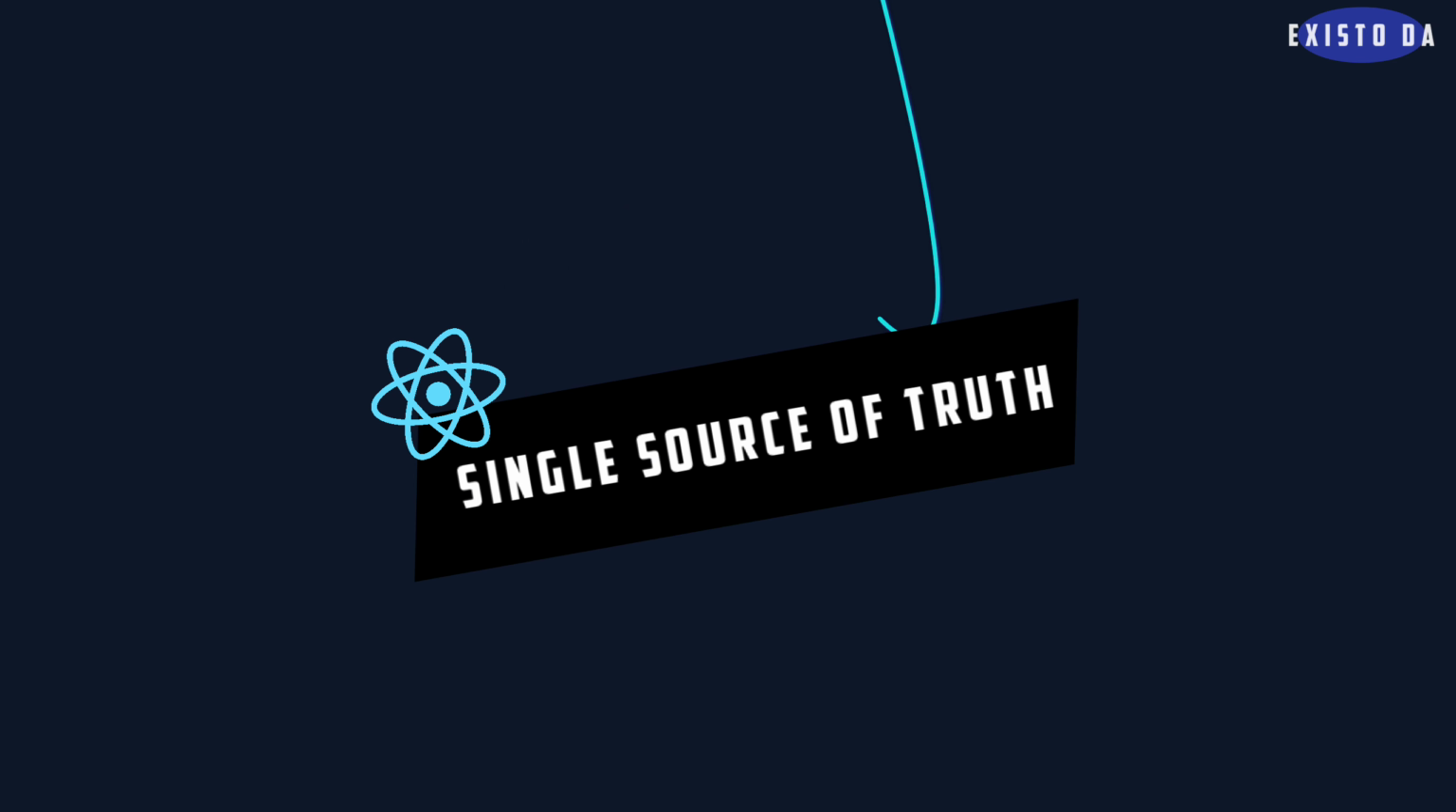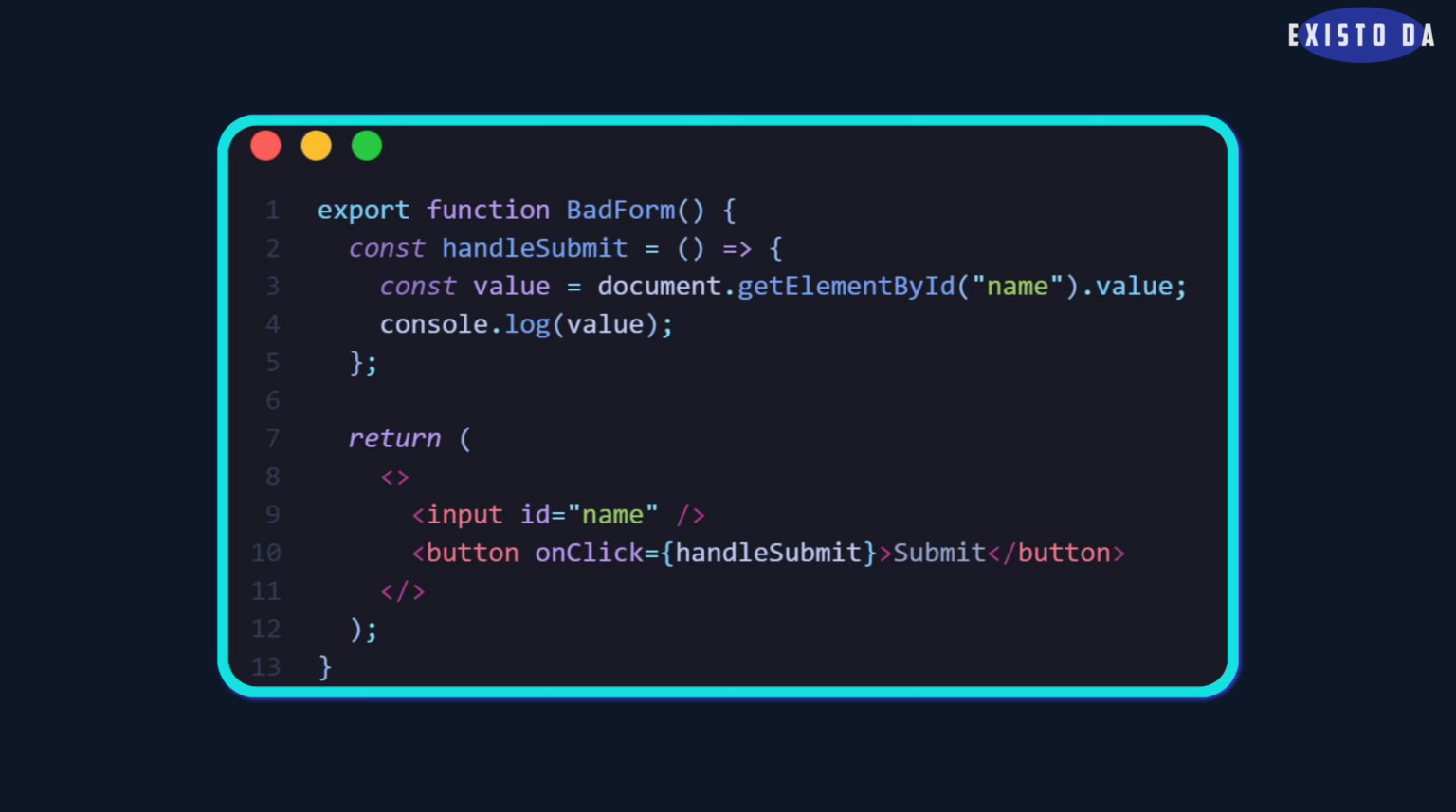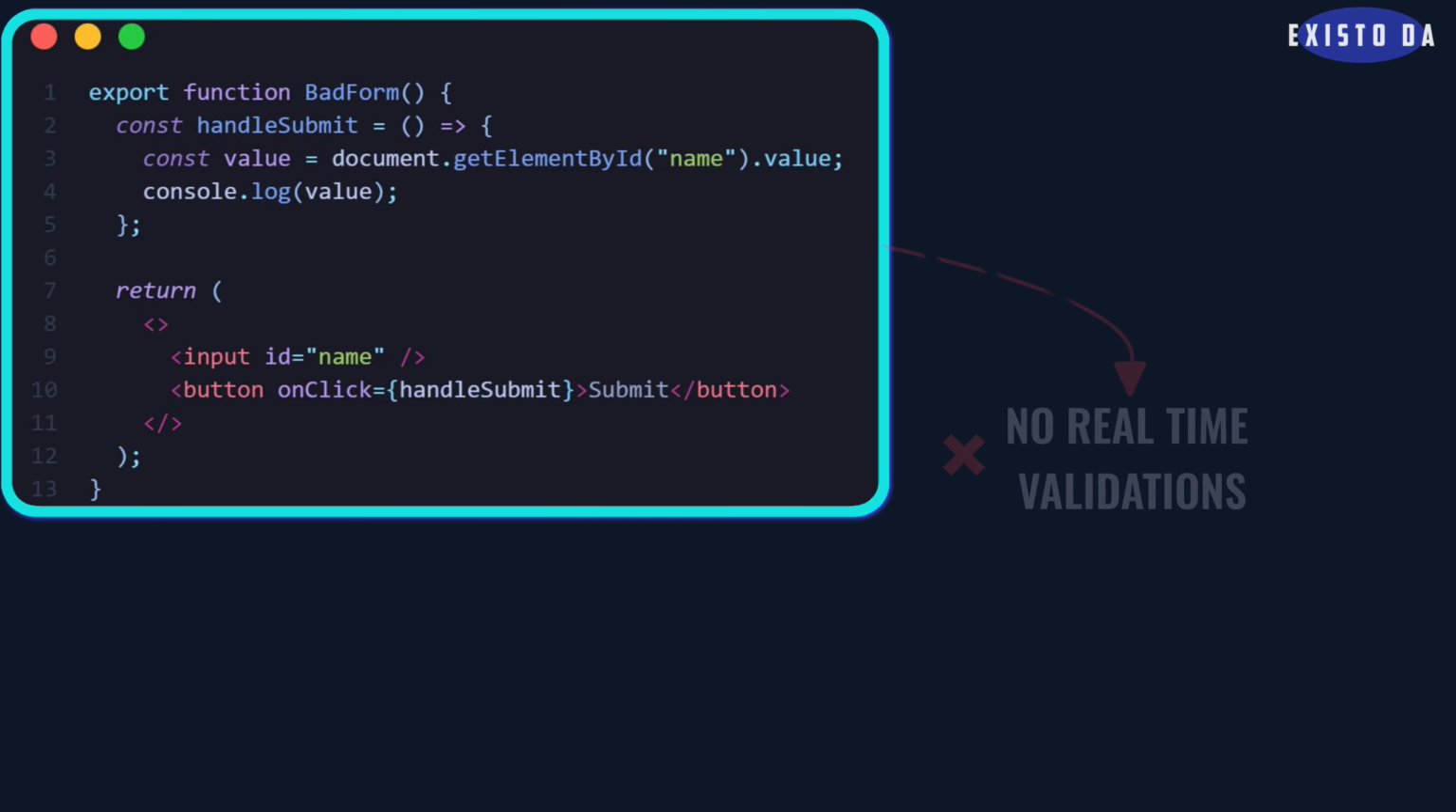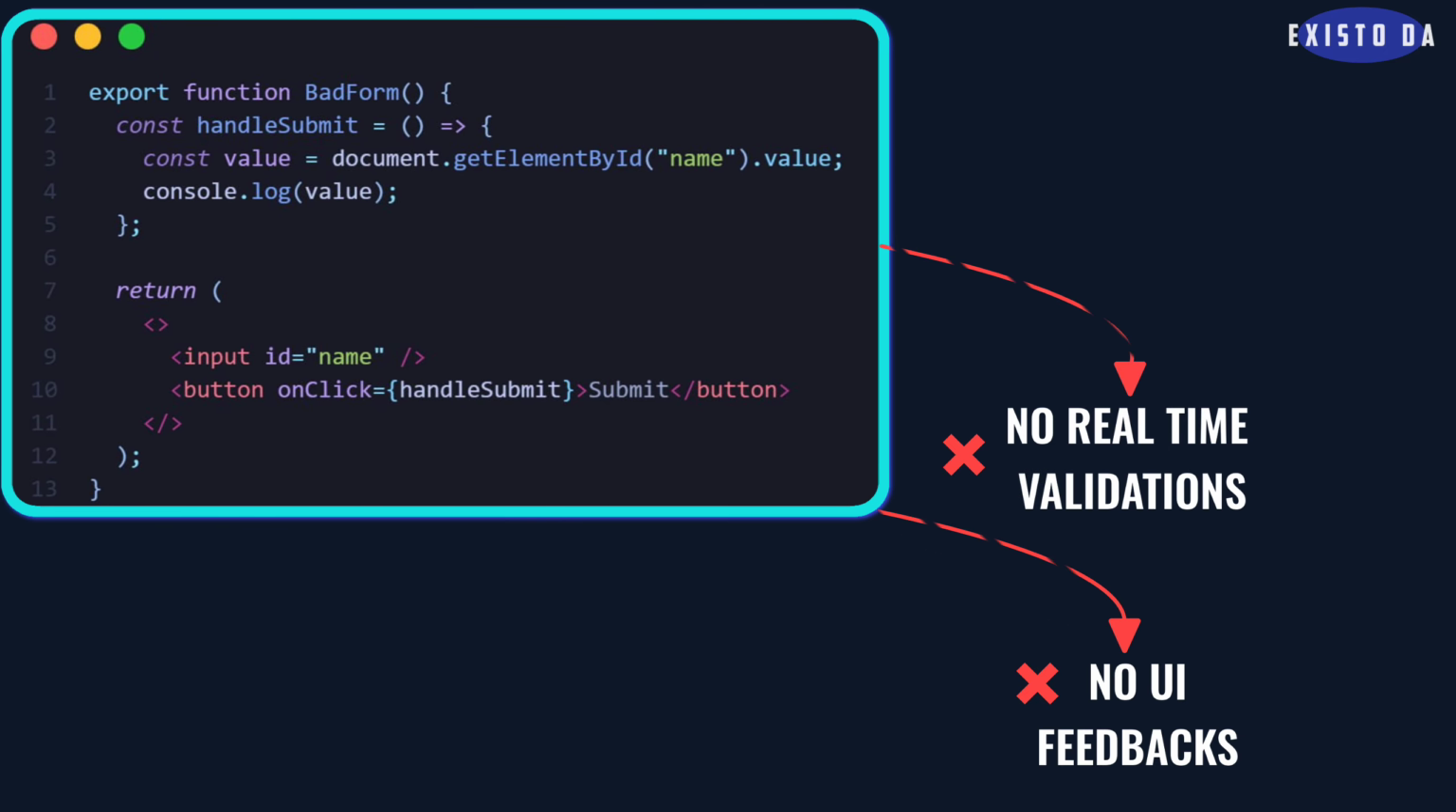Literally. This works, but React has no idea what the input value is. The DOM controls it, React just watches. That means no real-time validations, no UI feedback, harder debugging.